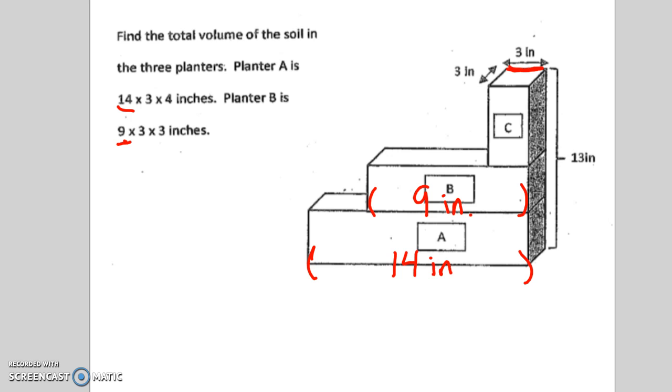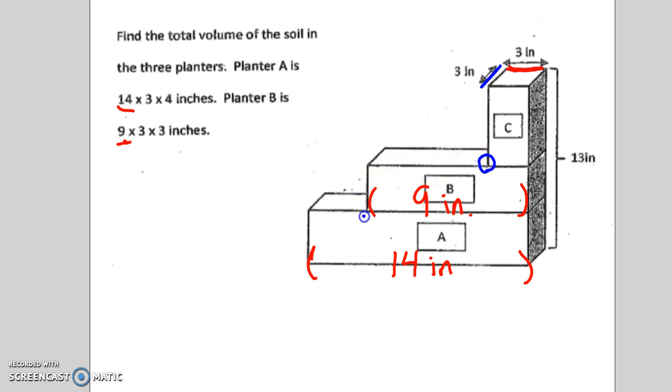Let's take a look at the width of each planter. I chose a different color. I'm going to use the color blue for width. Alrighty, I see that planter C has a width of 3. It appears to me that planter C and planter B are the same width because I don't see any overhangs. I don't see any planter that's narrower than another.